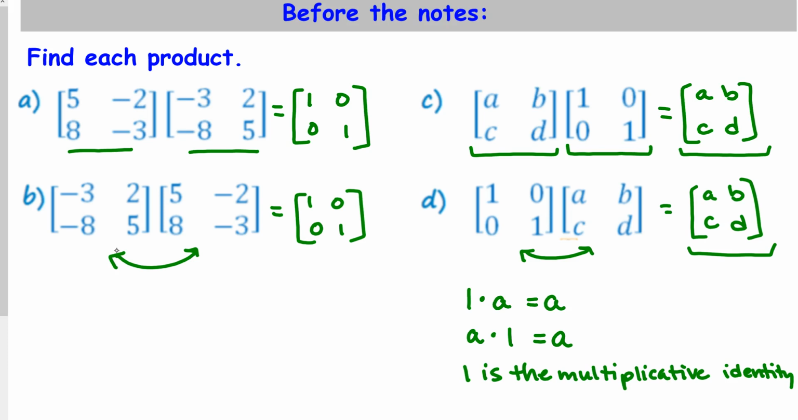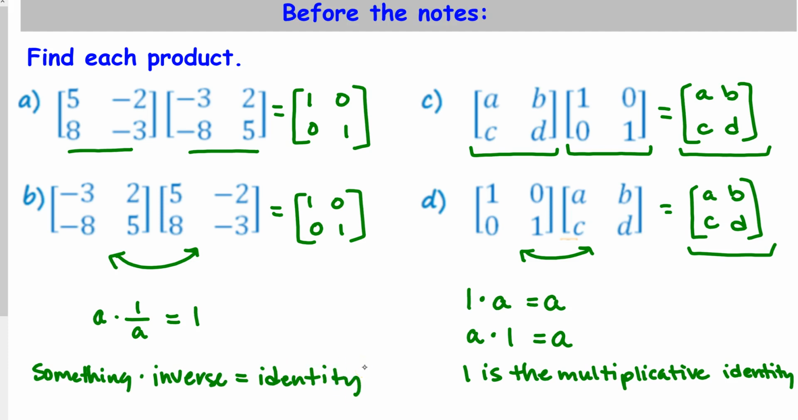So that should remind us of a property from real numbers. If you have a number A and you multiply it by its reciprocal, 1 over A, you get the multiplicative identity 1. Now, instead of calling 1 over A the reciprocal, we could also call it the multiplicative inverse. So a number times its multiplicative inverse gives us the identity. So something multiplied by its inverse, in this case of multiplication, equals the identity. That's the concept that we're going to be working with today.